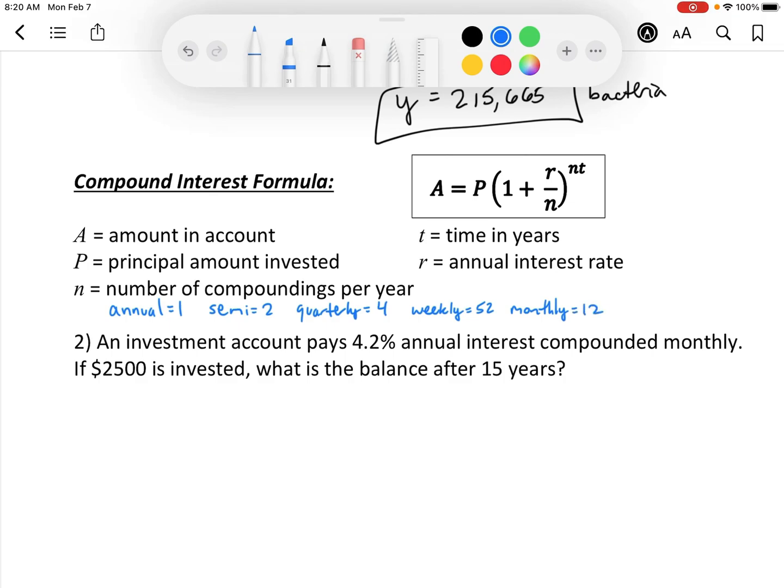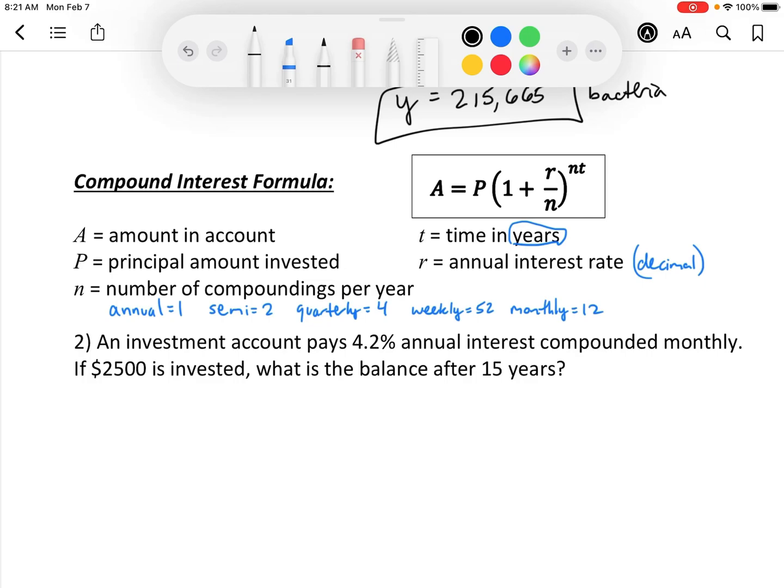Now, t is time in years. Be careful about that. And then r is the interest rate, and make sure you put that as a decimal. A also stands for the amount in the account.